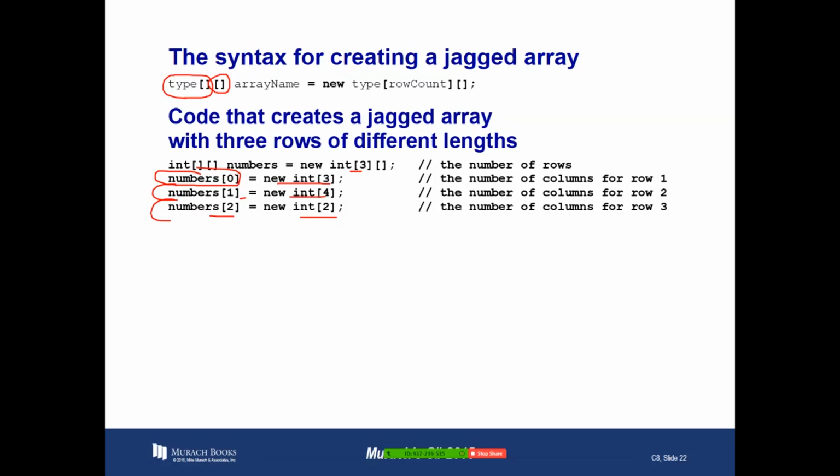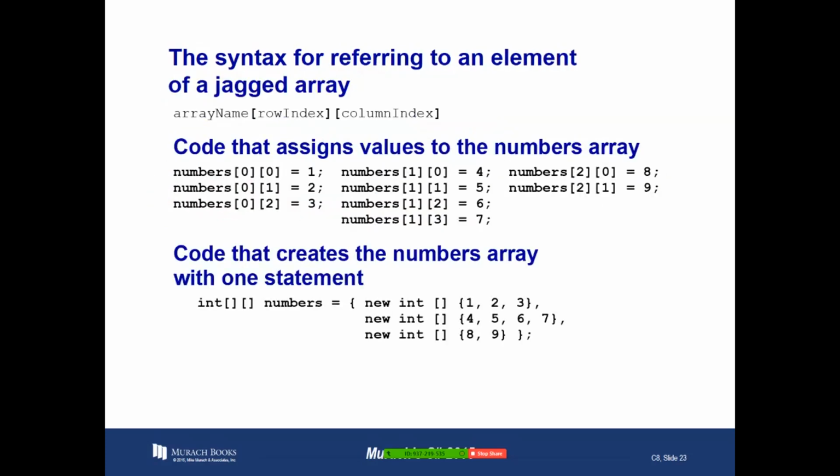So you can see why it's jagged. Is there a picture? Yeah, here's a picture. Okay, so to refer to it, you do this, and here we're assigning values. It's not a square bracket integer comma integer end square bracket. It's square bracket integer end square bracket begin square bracket integer end square bracket. And so this assigns 1, 2, 3, if this is the first row.